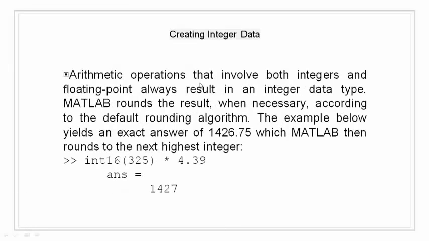Arithmetic operations in integers. An arithmetic operation between an integer and a floating point number always results in an integer data type. Matlab rounds the result when necessary. Say in this example, we have an integer 325 that is multiplied by a double, 4.39. The answer that it yields is 1426.75. This number is then rounded to 1427, which is outputted as the final answer. The rounding is done using the default rounding algorithm.